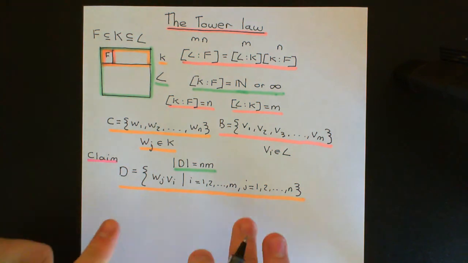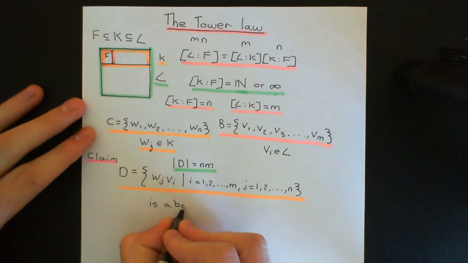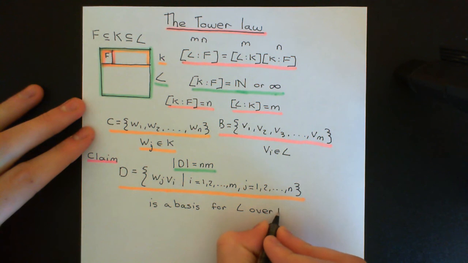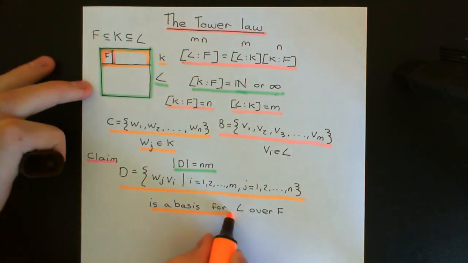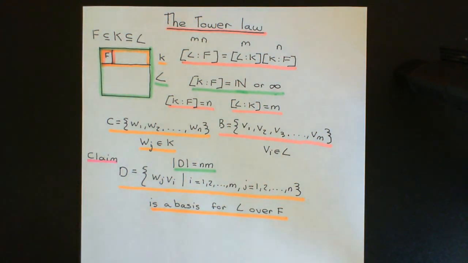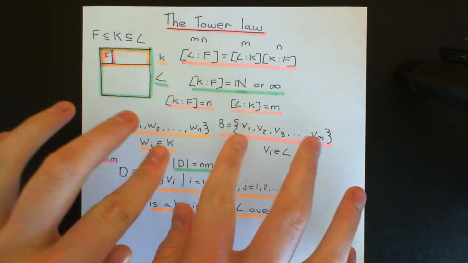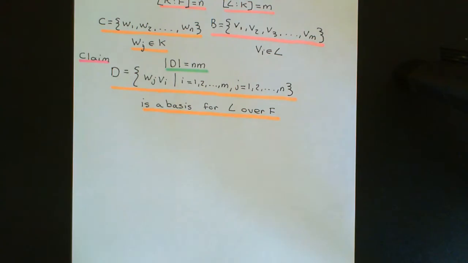Okay, so we just need to show that this is a basis. If I can show that this is a basis for L viewed as a vector space over F, so is a basis for L over F, then I'm done. I can conclude that the Tower law does work in the finite case. And it also gives me a lot of insight into this larger vector space structure where you're viewing L as a vector space over F, in terms of the two intermediate vector space structures here.